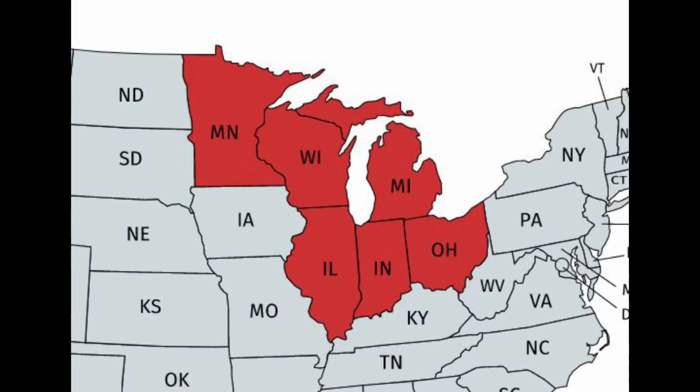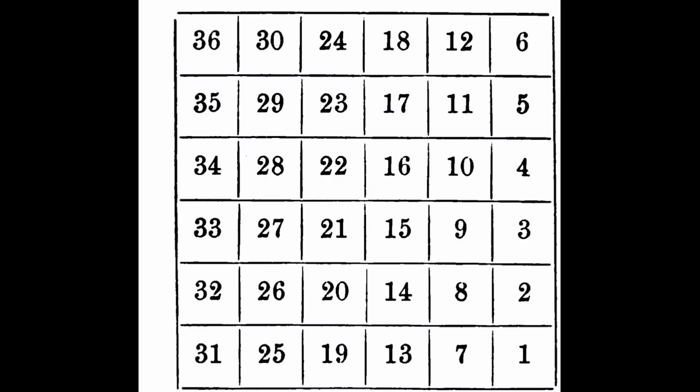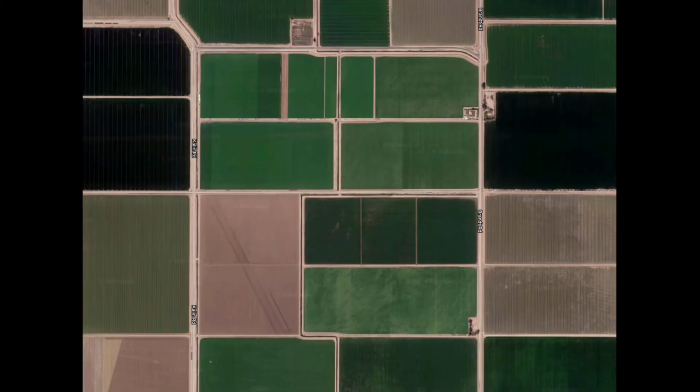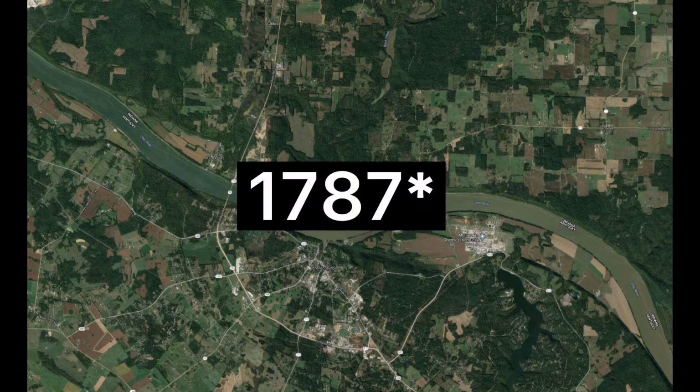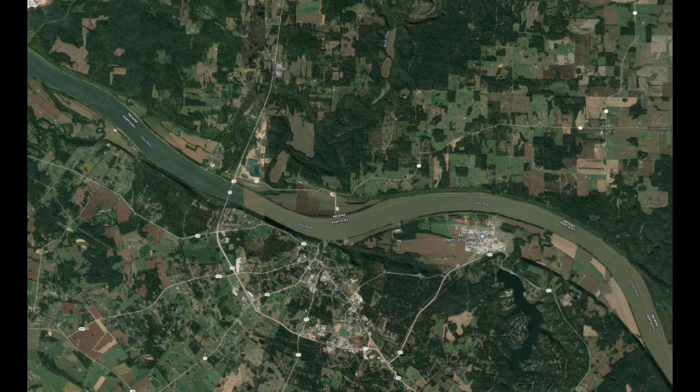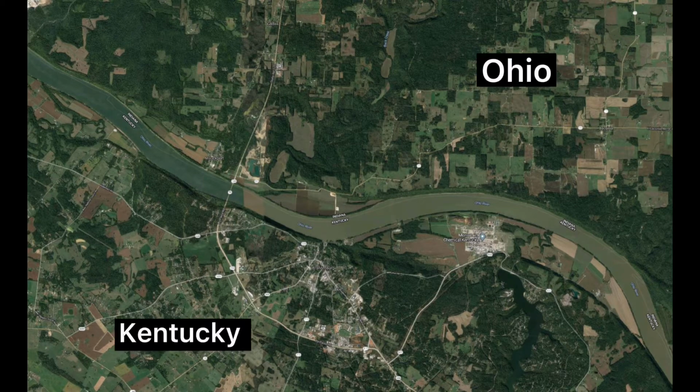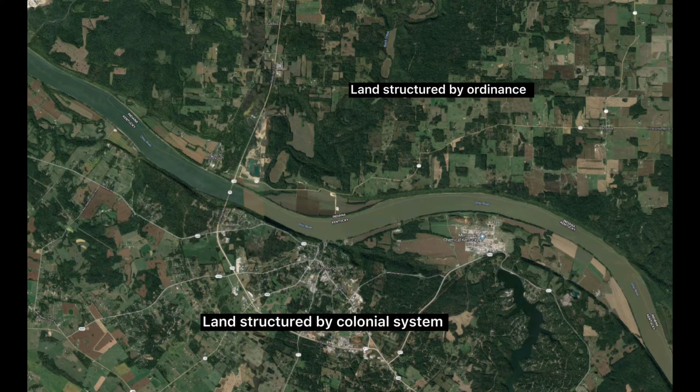This act, passed by the Confederation Congress, divided the newly admitted territories that would become Ohio, Michigan, Indiana, Illinois, and Wisconsin into neat, mile-long squares. This grid-like design soon became the preferred method of grid further west. The results of the Northwest Ordinance of 1978 can still be seen today. If you zoom into the border between Ohio and Kentucky, you can notice that one side of the river is made up of neat grids, while the other is more polygonal, like the rest of the Northeast.